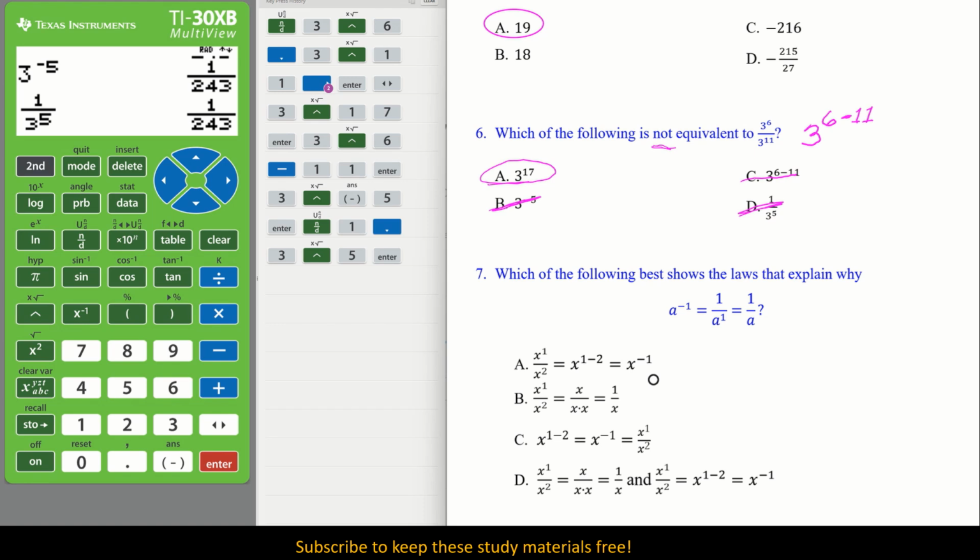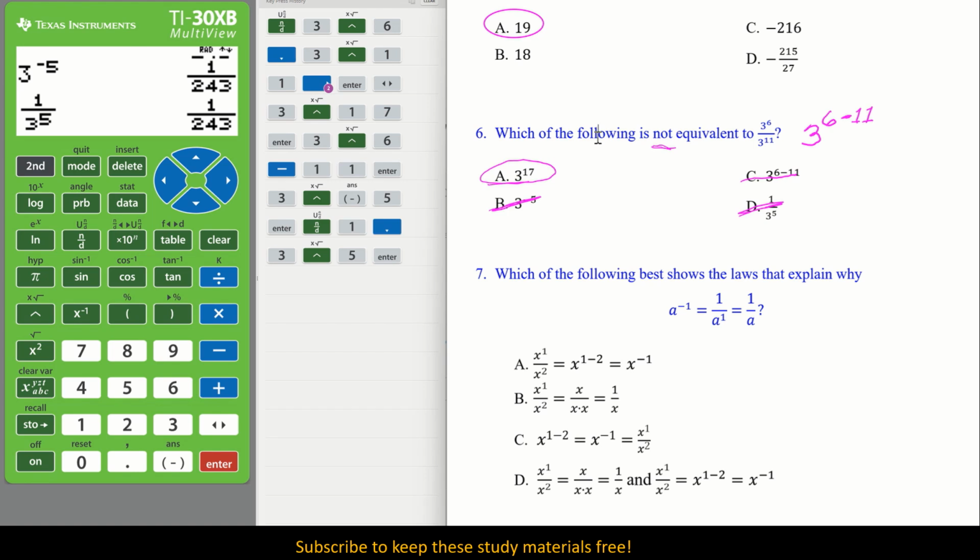Which of the following best shows the laws that explain why a to the negative 1 equals 1 over a to the first, which equals 1 over a? Okay. Well, this is a really good question. I really like this question, and I'll tell you why. Because it's super hard at that 8th grade level to explain this to students. Well, ninth grade for that matter.